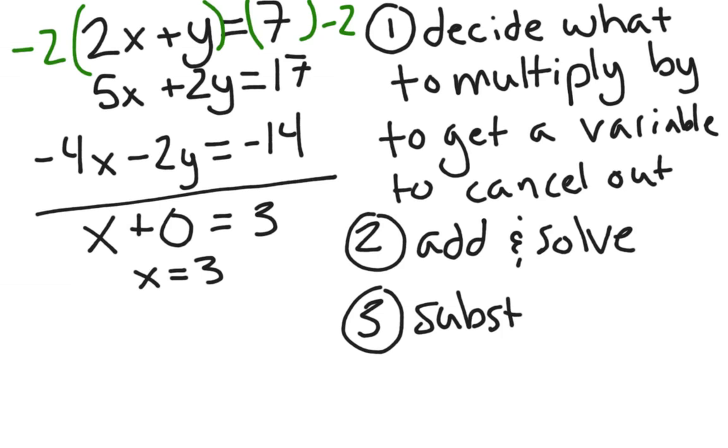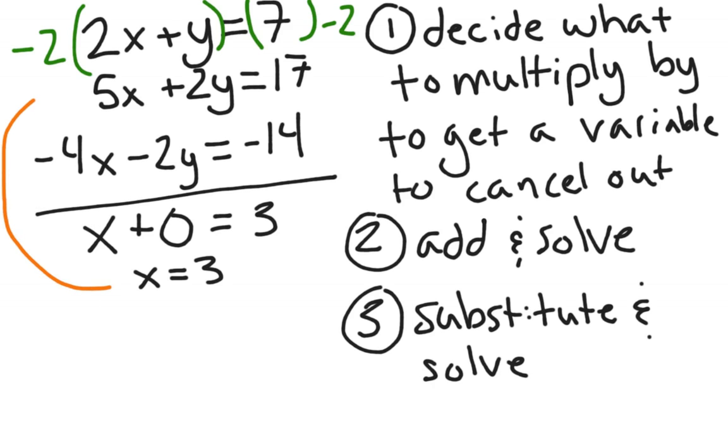Substitute and solve. So I'm going to substitute my result back in to one of my original equations and solve for the remaining variable. So I have 2 times 3, and I got that 3 from step 2 where I solved and I saw x equals 3, and I look back up into one of my original equations and I see I have 2x.